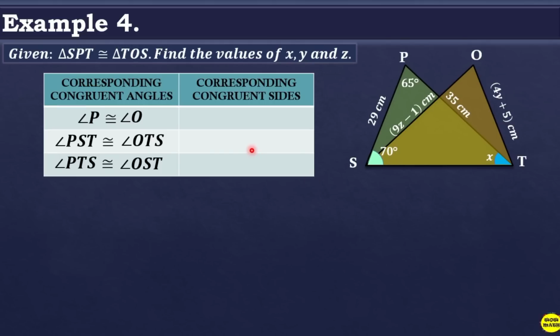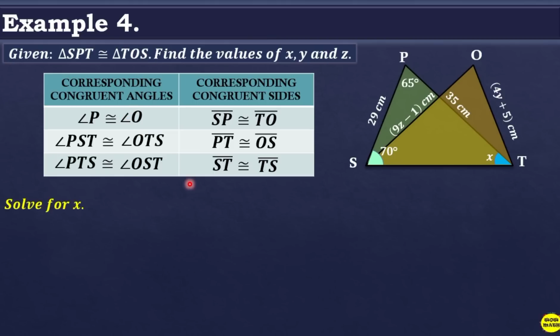Okay, so congruent sides. We have SP. Side SP is congruent to TO. And then, side PT is congruent to OS. And then, side ST is congruent to, is it ST or TS? So, tingin ka dito. Side ST is congruent to side TS, not ST. Alright, so let us solve for X.